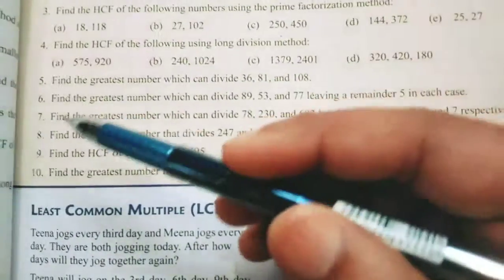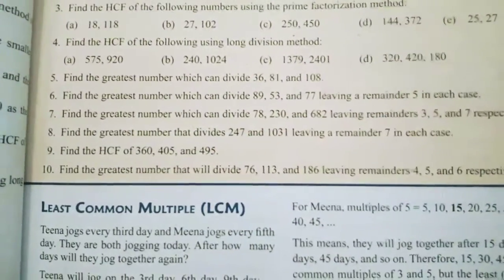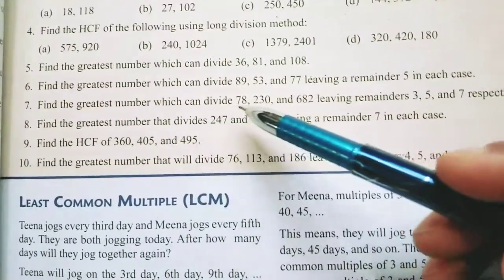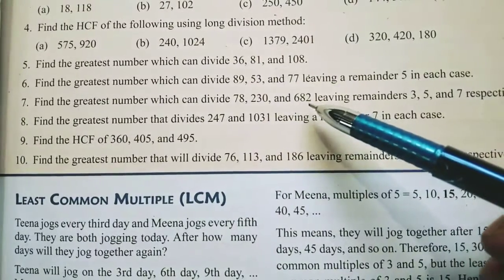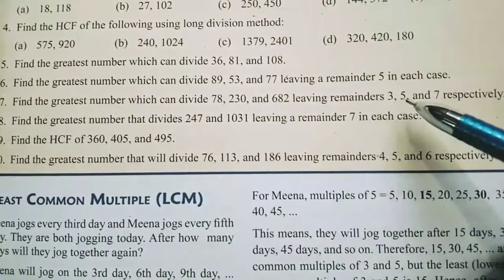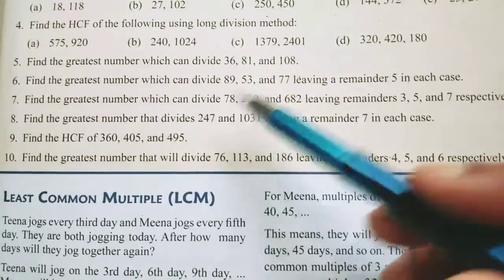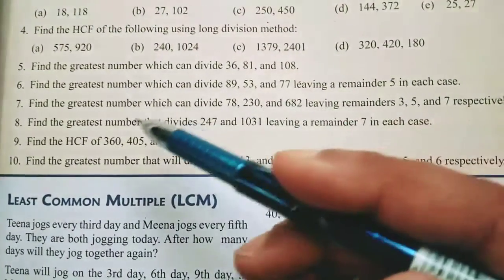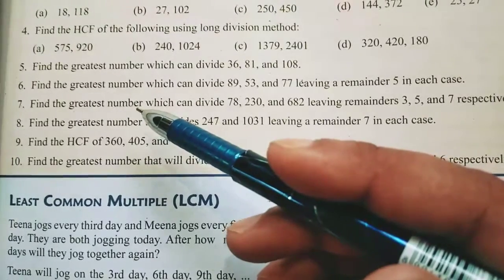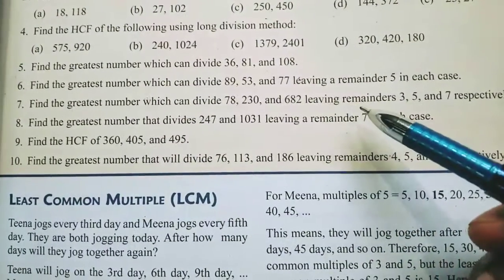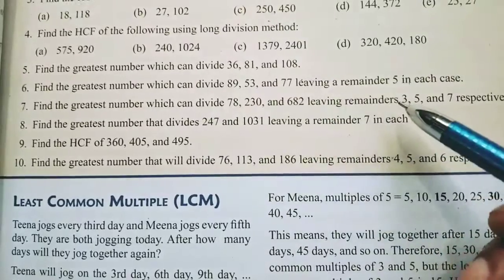Now I will do question number 7. Question number 7 is: find the greatest number which can divide 78, 230, 682, leaving remainders 3, 5, 7 respectively. Here you can see again a different type of question. Again you have to find the greatest number, that means you have to find the HCF of these numbers.